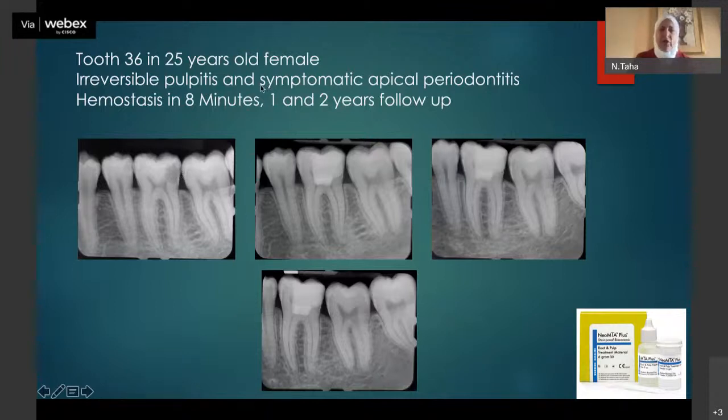This tooth was tender to percussion. That's why the diagnosis was symptomatic apical periodontitis. I get this question: do you do vital pulp therapy in teeth tender to percussion? Yes, we do that, because tenderness to percussion is not indicative of advanced destruction of the pulp.